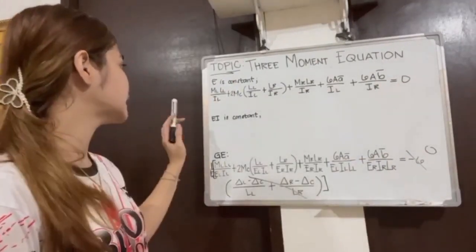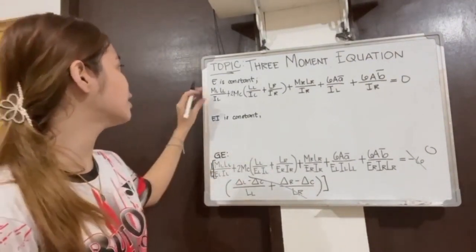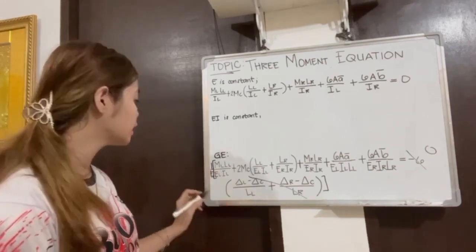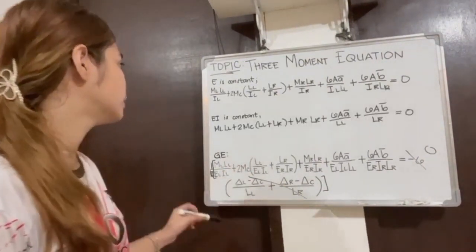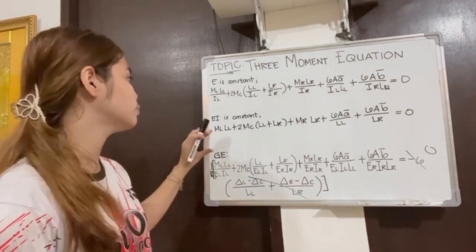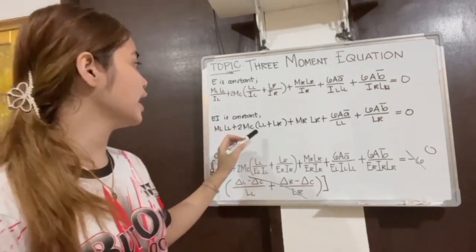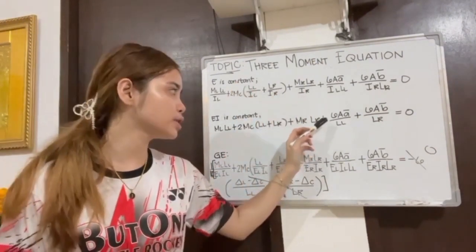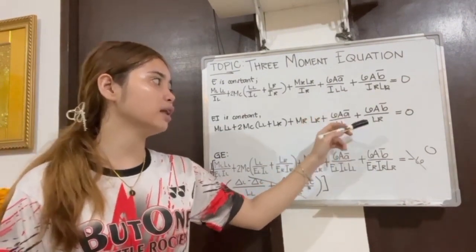So, what about kung ang EI or the flexural rigidity is constant? So, basically, ang maligwak nimo diri sa general equation is the EI. So, ang imong ibutang diri 1 over EI in order to eliminate the EI in the equation. So, if EI is constant, i-eliminate nimo ang EI diri sa general equation. So, ang mulungwa: ML times LL plus 2 times MC times LL plus LR plus MR times LR plus the 3-moment equation, which is the 6A bar A over LL plus the 6A bar B over LR equals to 0.